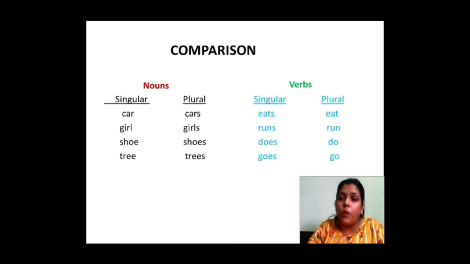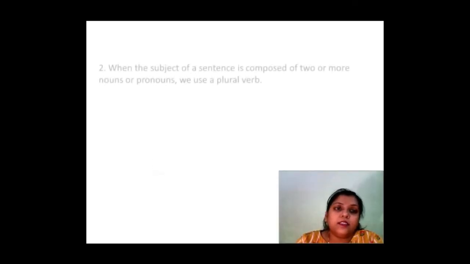Goes, go. So, I hope it is clear to you. In nouns, to make our word plural, we add s, whereas in verbs, in singular form, we add s, and in plural form, we do not add s. Now, let's see the second rule.